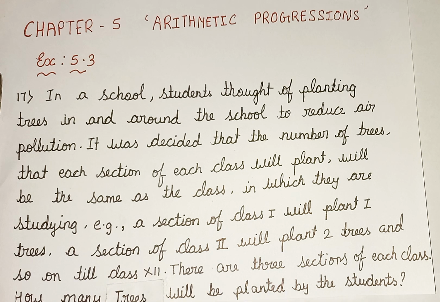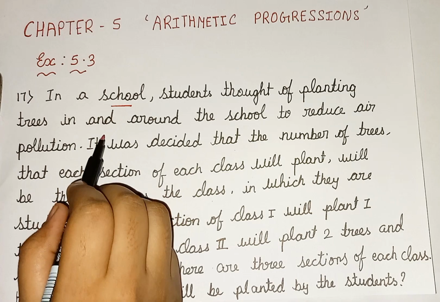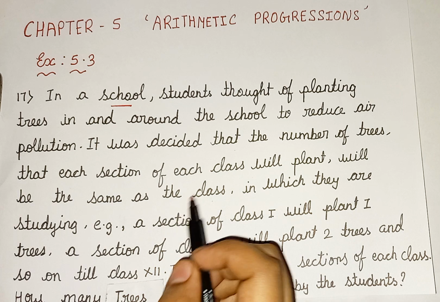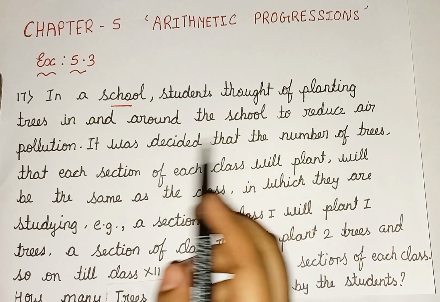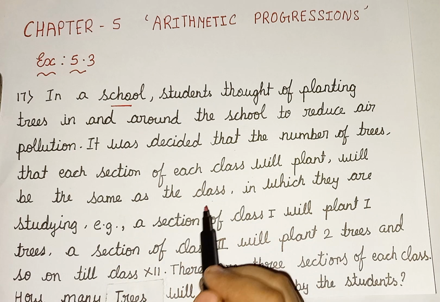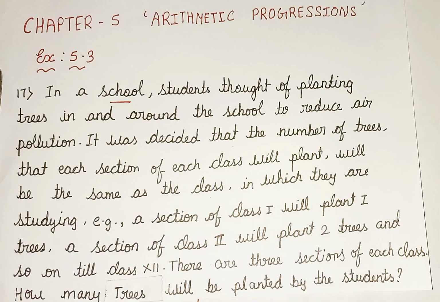So this is really easy to understand, okay? So there is a school. In a school, students thought of planting trees around the school to reduce air pollution. Of course, everyone used to do that, isn't it? So it was decided that the number of trees that each section of each class will plant will be the same as the class. Of course you guys know in each class they used to have 3 sections, isn't it? So for example in class 1 there are 3 sections, and class 2 also there are 3 sections. Likewise till class 12th, there are 3 sections, okay?